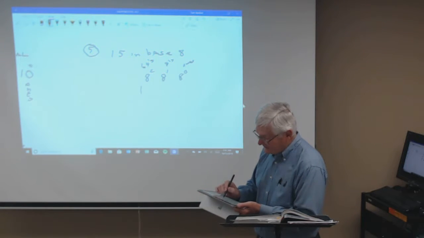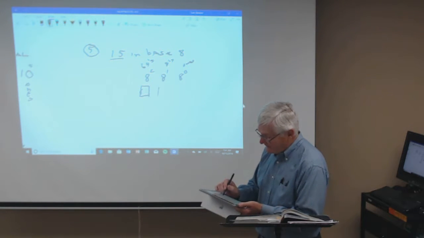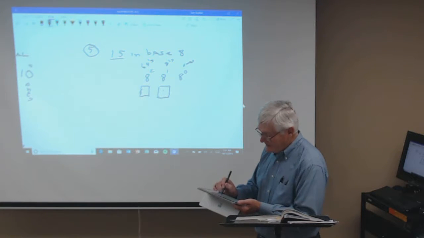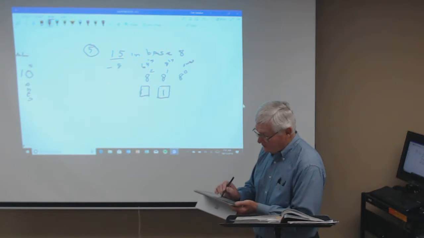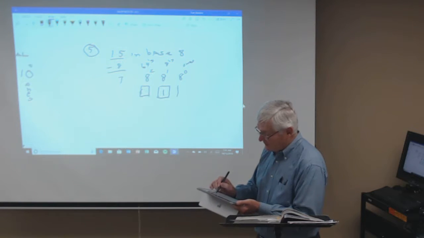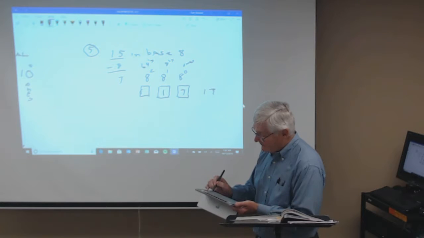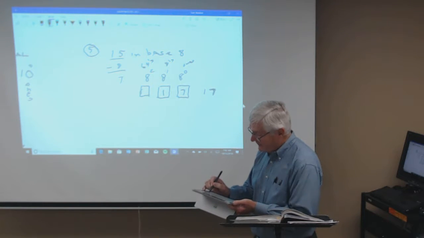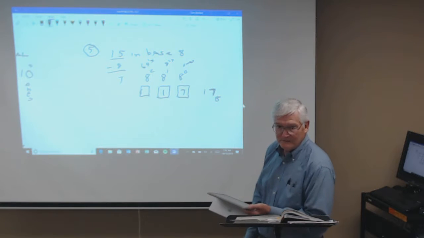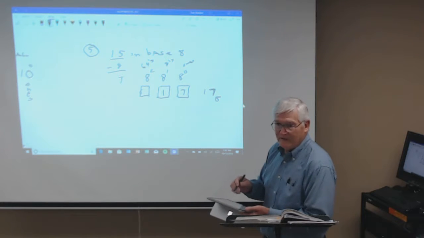So I don't have any 64s in 15, do I? So do I have any 8s in 15? 1 8 in 15. So I subtract 8 from 15, and what am I left with? 7. So what goes in the 1's place? 7. So for problem 5, the answer is 1, 7 in base 8. Everybody see how that works?